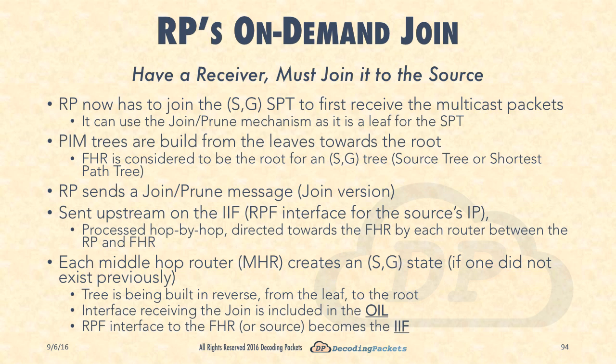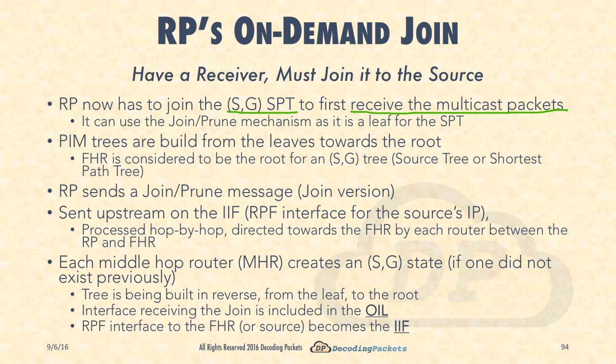Now, RP will perform an on-demand join. So RP has an interested receiver. Remember, it has that star comma G state. And it has information about this S comma G state, but it really needs to join that shortest path tree to actually receive the packets. So remember, only the FHR and the RP have this S comma G state. So the RP really must do an on-demand join to that shortest path tree to first receive the multicast packets. It must request those multicast packets to come from the actual FHR.